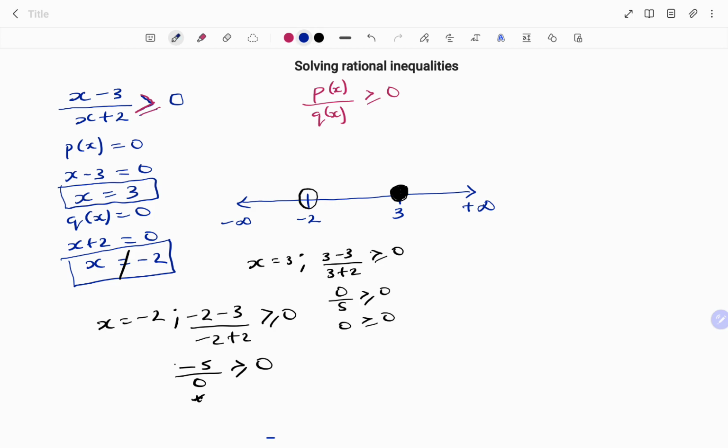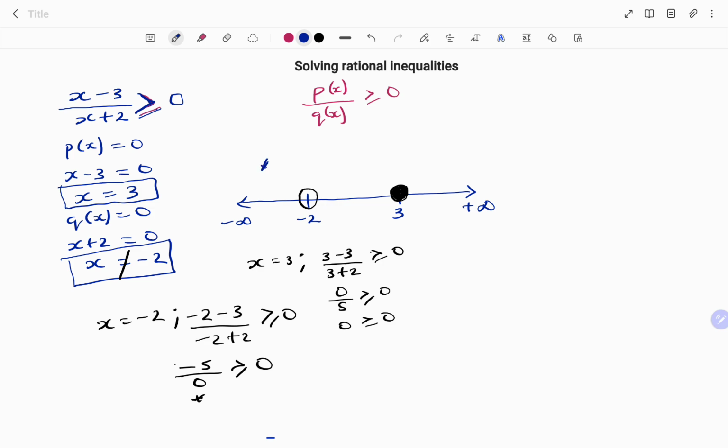Now we need to find the signs of each region. Remember, the inequality says greater than or equal to 0. So we are looking for positions that are 0 or greater than 0. And being greater than 0, we are looking for positive positions.